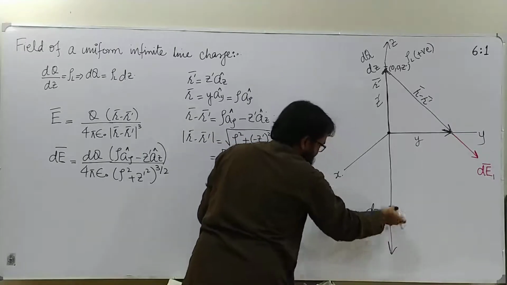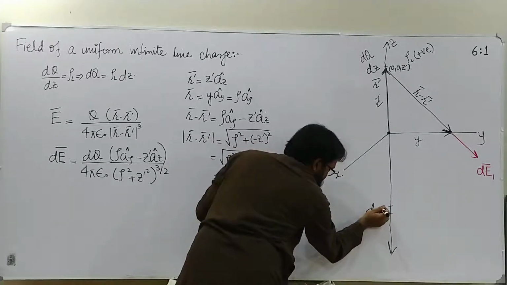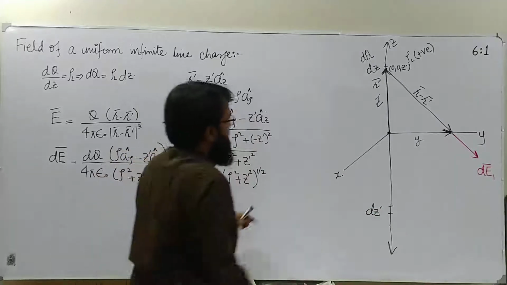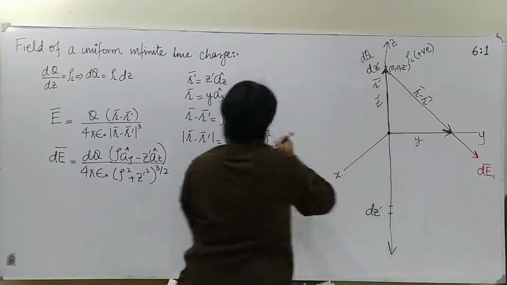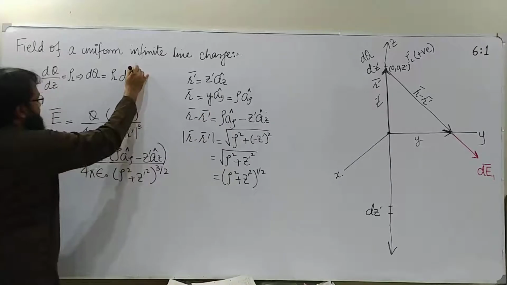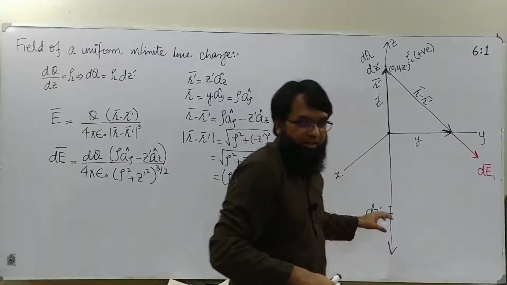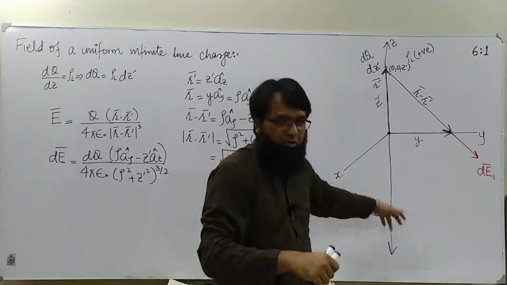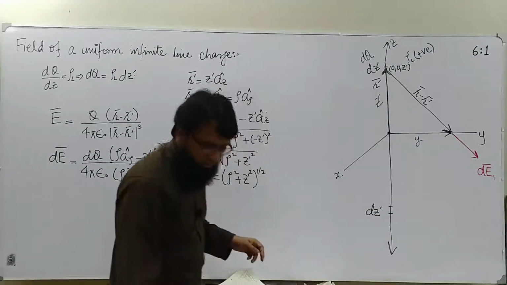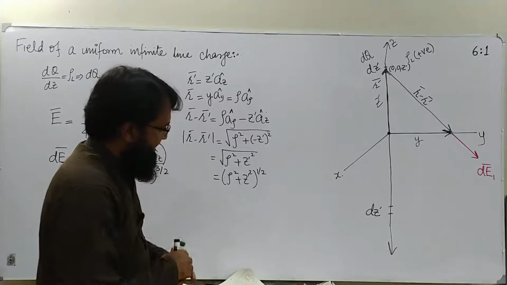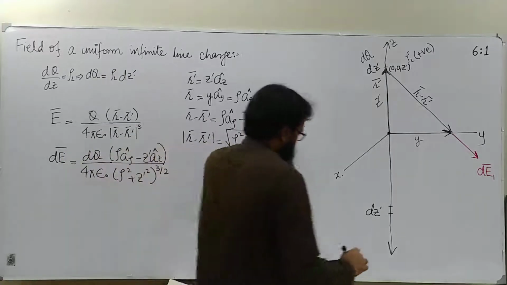Because this differential length is on the source, we always add a prime to it, and I should also write prime here, and I should also write prime here, because you can just treat it as dz. Just because we try to put a prime with every source quantity, we have written dz prime, otherwise this is nothing but dz.